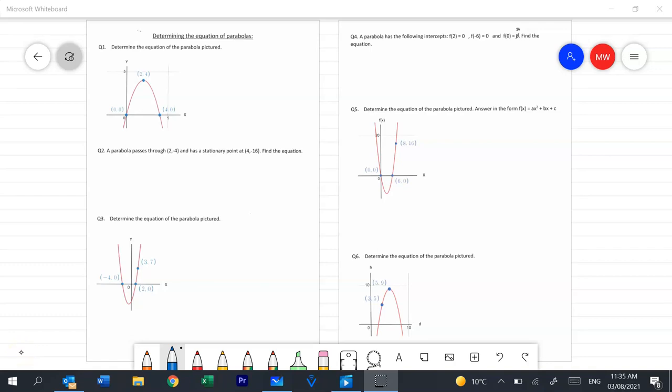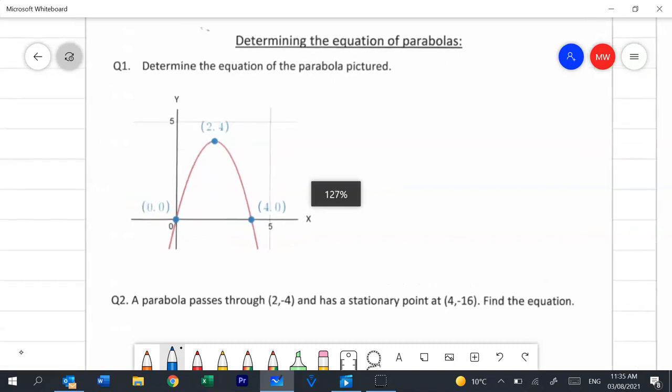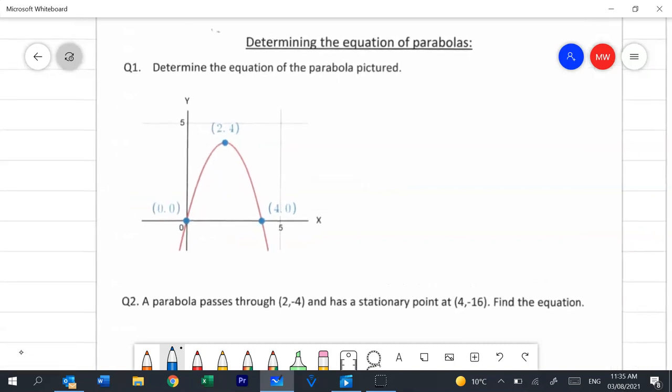In this video, I'll go through the worksheet that we got in class, which is determining the equation of parabolas. I'll put some time tags down the bottom for you so you can just skip to the question numbers as you need them. So we'll start off with question 1. We need to determine the equation of the parabola that's been pictured.